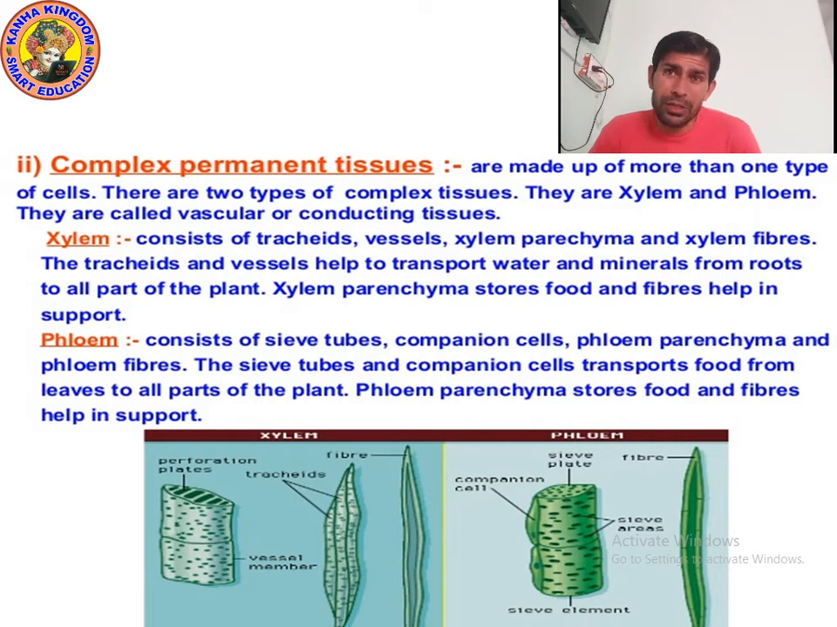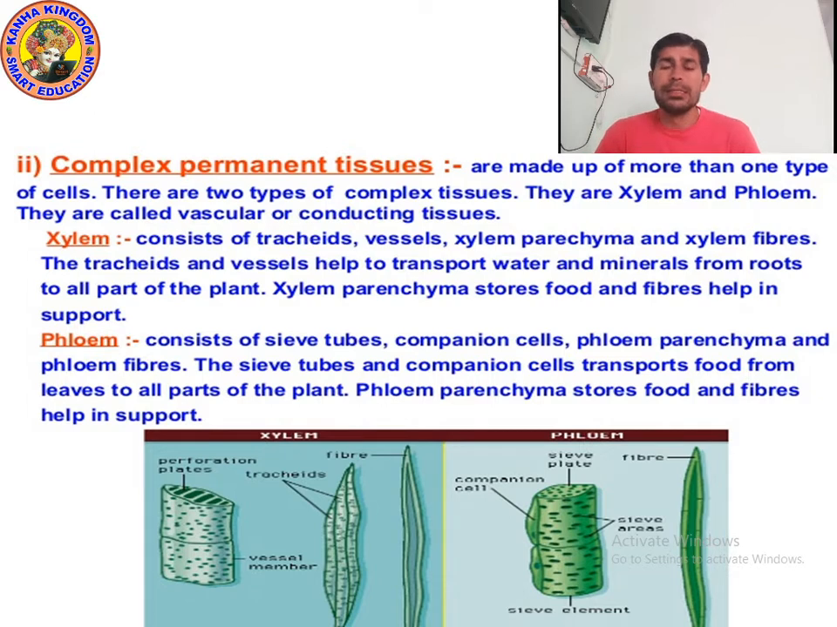If we talk particularly about sieve tubes, they are found in a tubular structure, and they help in transporting starch, protein like this. And phloem parenchyma stores the food. Okay, so I hope you understood about xylem and phloem.